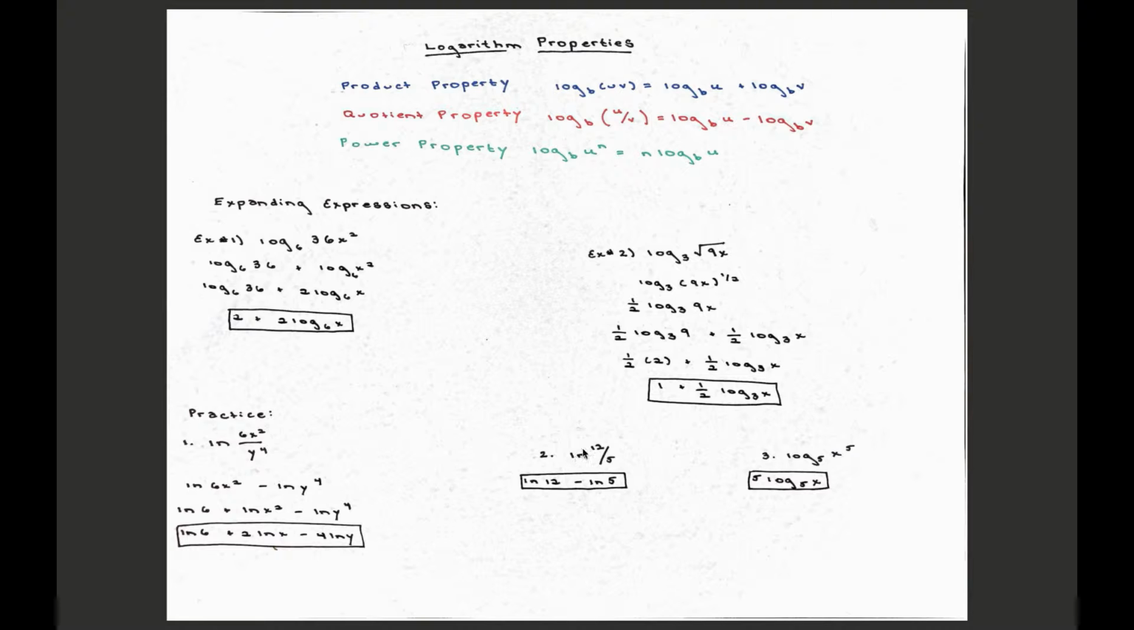For number 2, ln of 12 over 5, well, it's just going to be ln of 12 minus ln of 5 because I used my quotient property. And for the last one, log base 5 of x to the 5th, I'm going to first use my power property, so I'm going to bring the 5 out, and then I'm done. So number 1 was actually more complicated than 2 and 3.